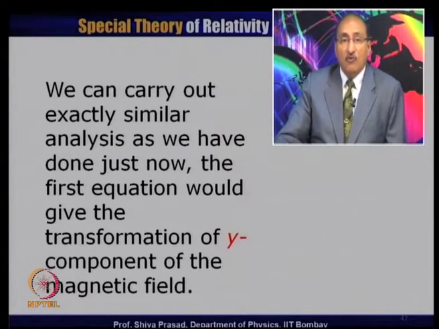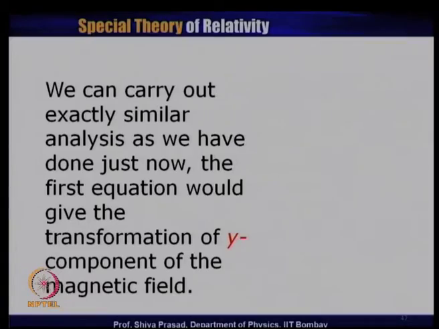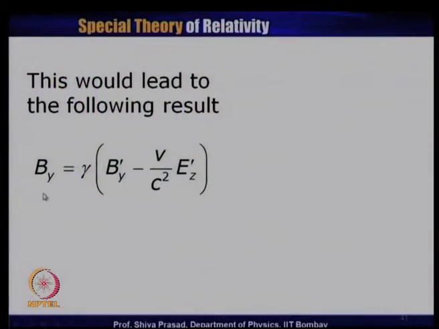The first equation would give the transformation of y component of the magnetic field, just like in this particular case it had given me the transformation of the z component of the field. If I would have assumed that the charge is moving in plus z prime direction in S prime frame of reference, the first equation will give me the transformation corresponding to the y component, which we will not work out here. One can try to do it yourself, and the result that we will obtain will be By is equal to gamma By prime minus V by C square Ez prime.